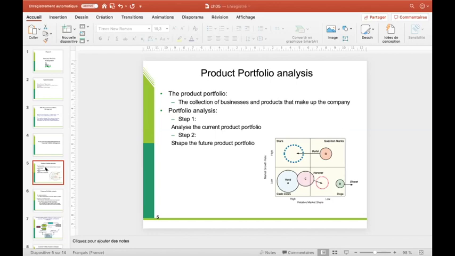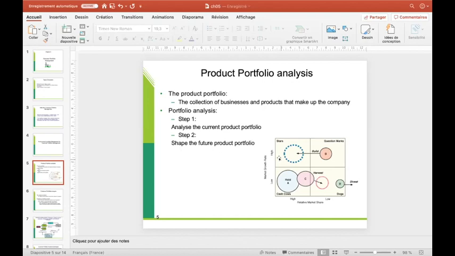The philosophy of the Boston Consulting Group portfolio, or BCG portfolio analysis, is that there is a collection of businesses and products that make up the company. In a portfolio analysis, in step 1, you analyze the current value of product portfolios and products. And in step 2, you shape the future product portfolios by analyzing the potential value of a business or strategic business unit, also called the SBU.